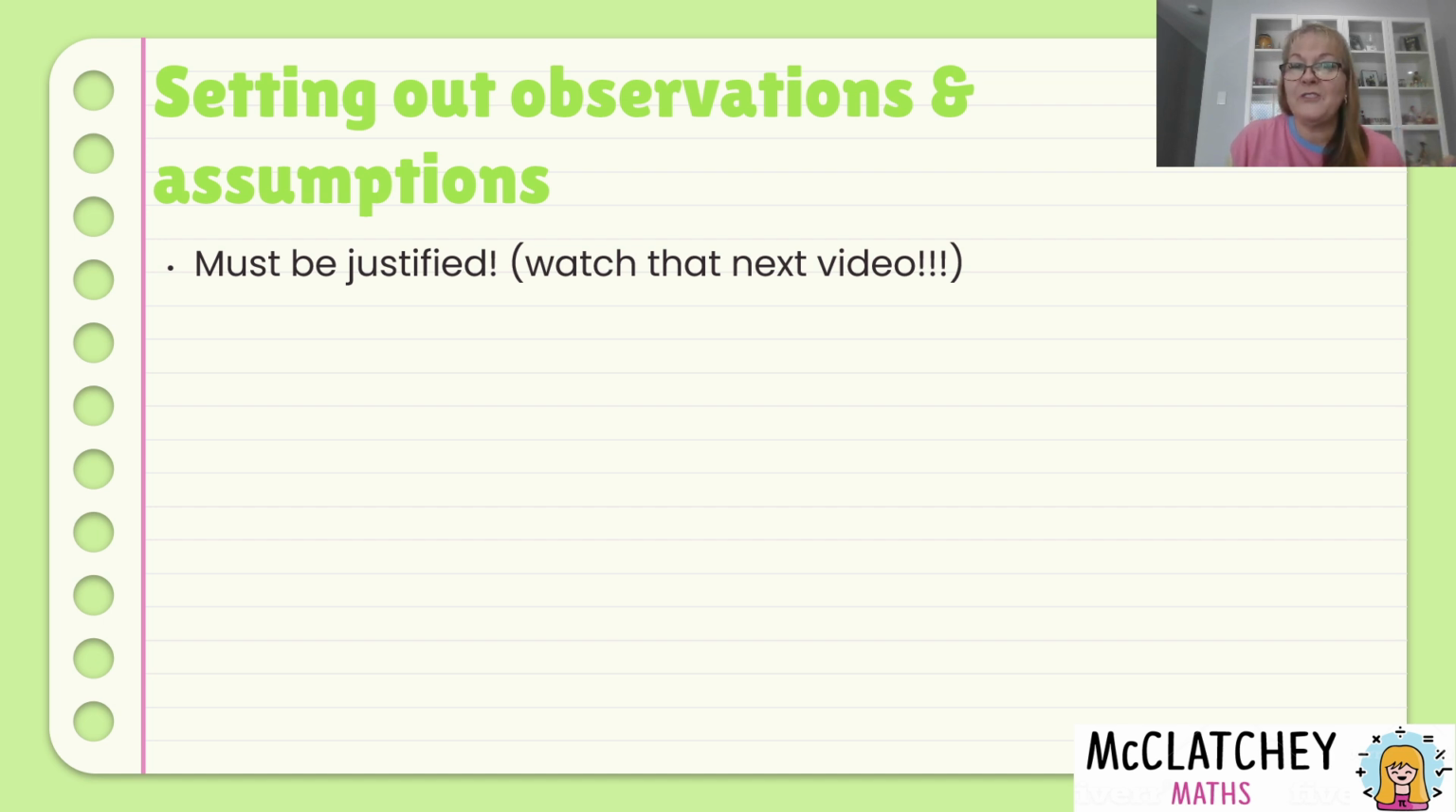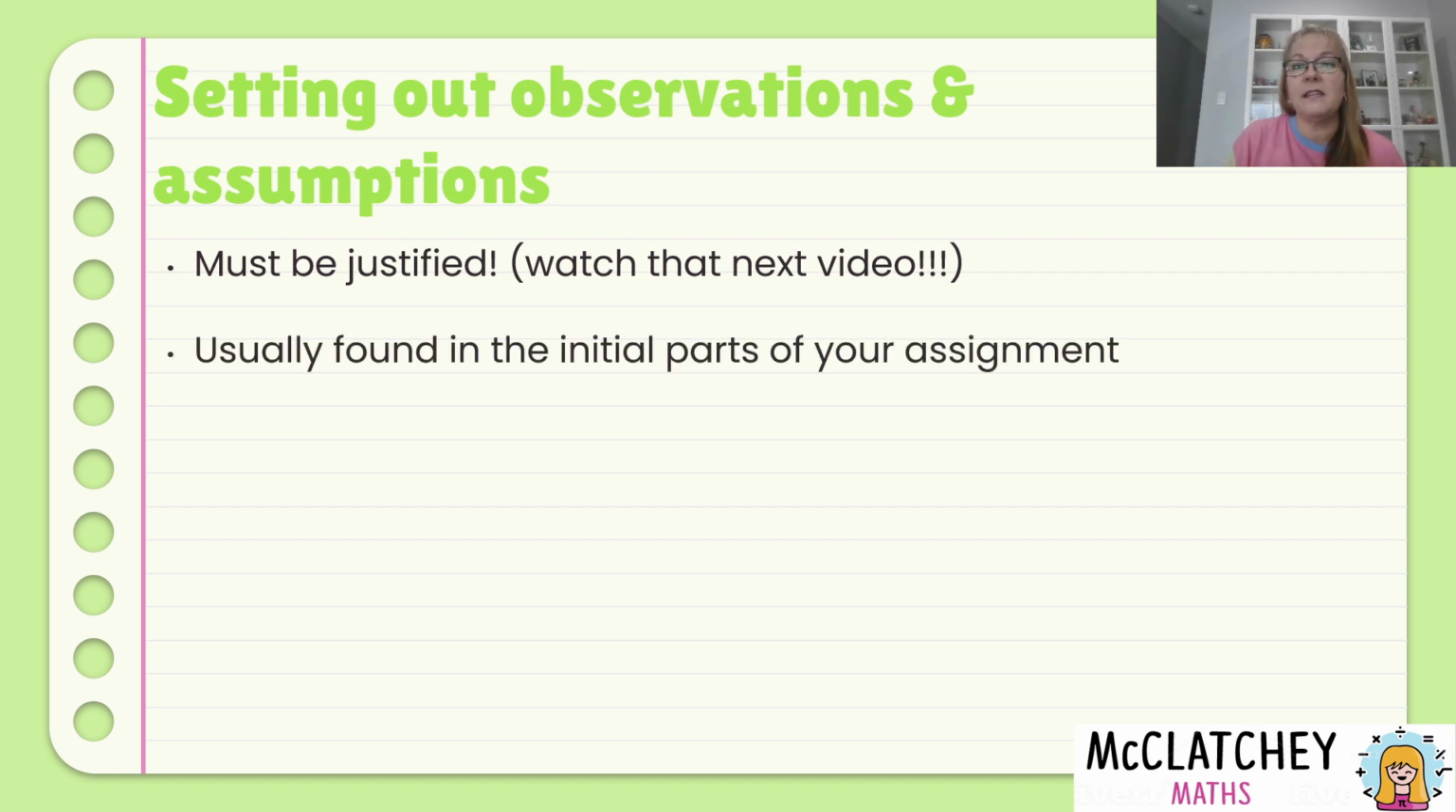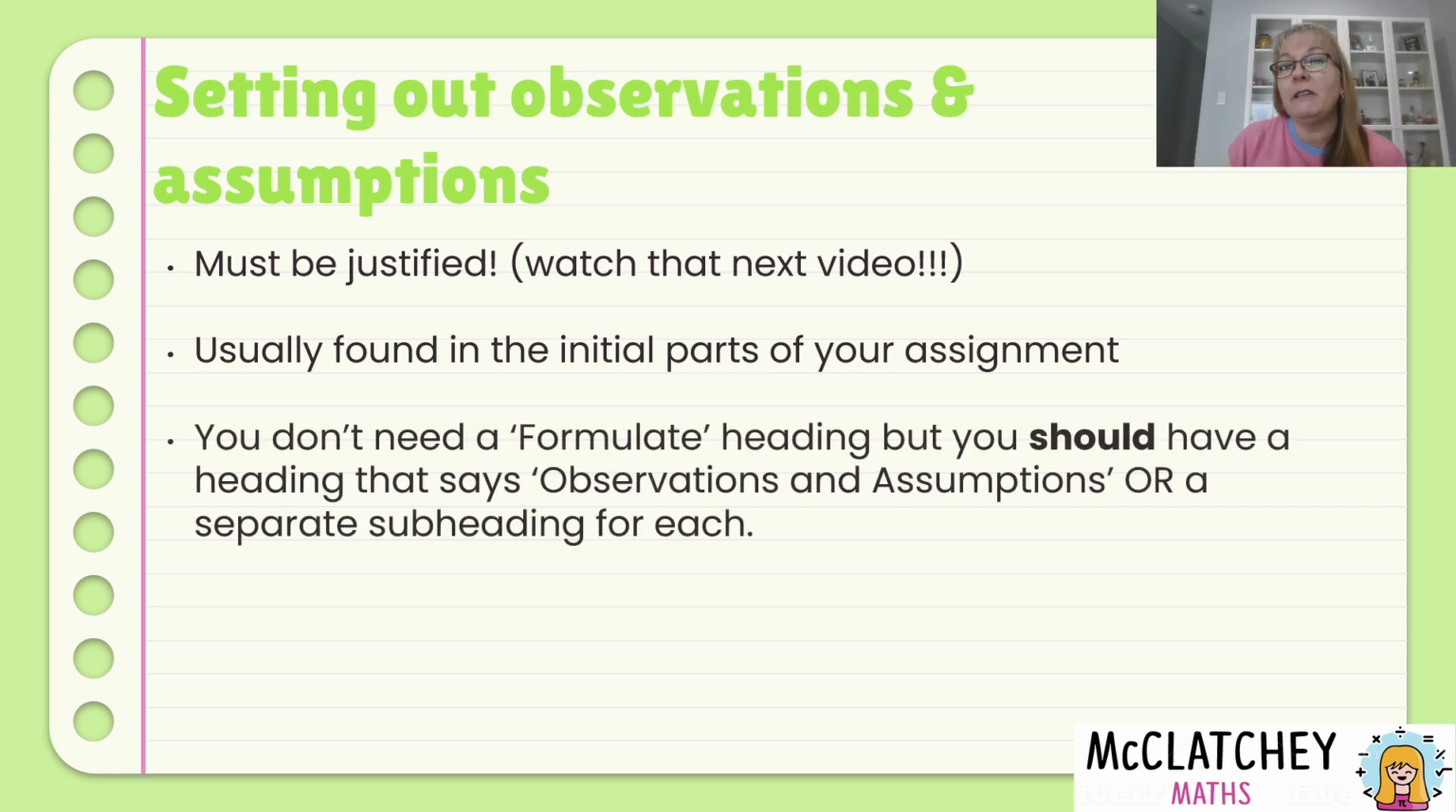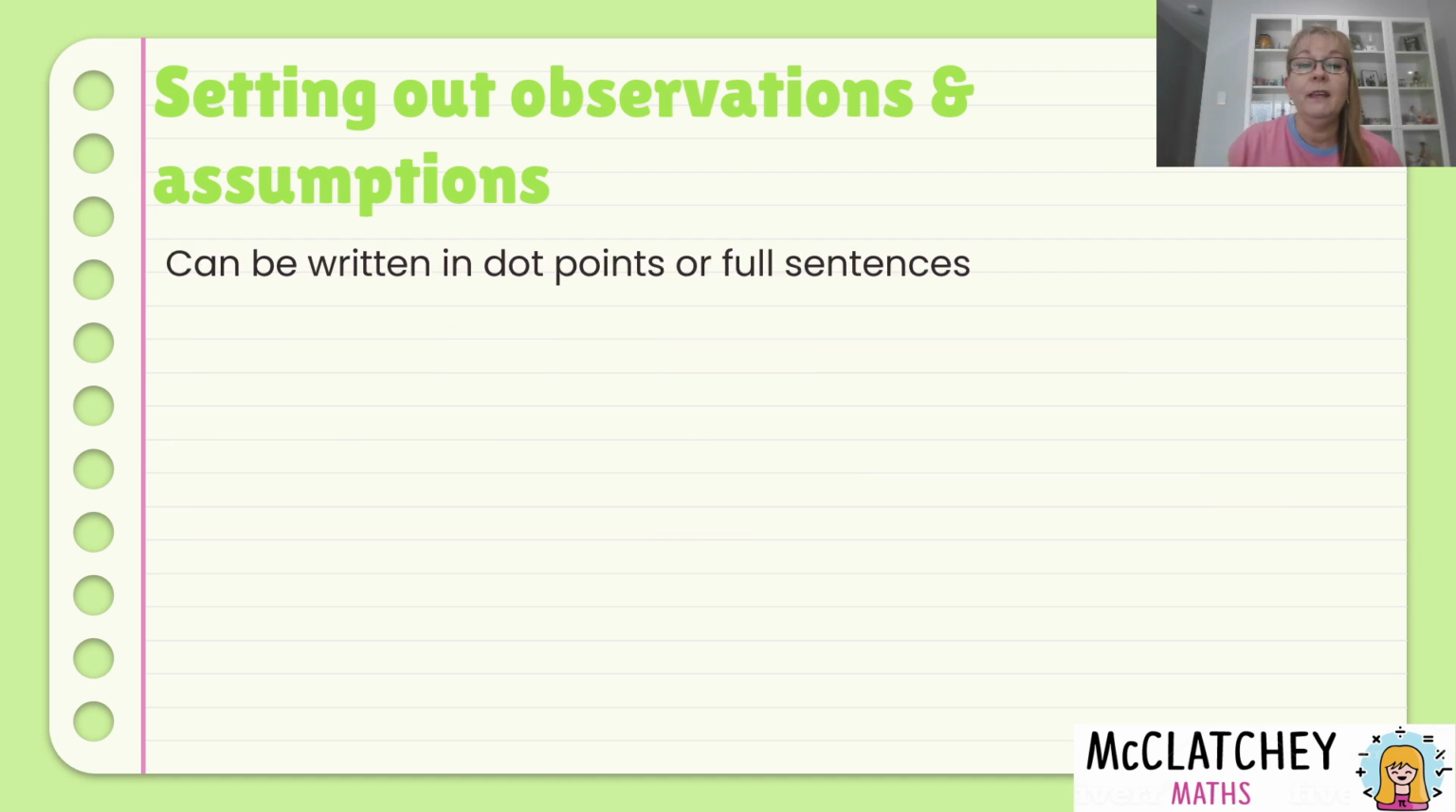Okay, let's talk now about how to set it up. Once again, I've mentioned this upcoming video several times. You've got to justify those observations and assumptions. So there's good ways you can set them up. This is going to be done in the initial part of your assignment, what we call the formulate section. You don't necessarily need a formulate heading, but you should have a heading that says observations and assumptions, or an observations heading and an assumptions heading. It's a good idea to keep them separate so that you can mentally count off how many you have of each. You can write them in dot points or full sentences.